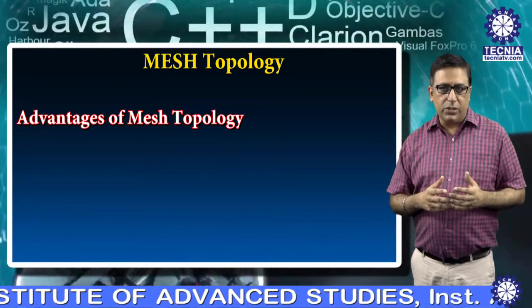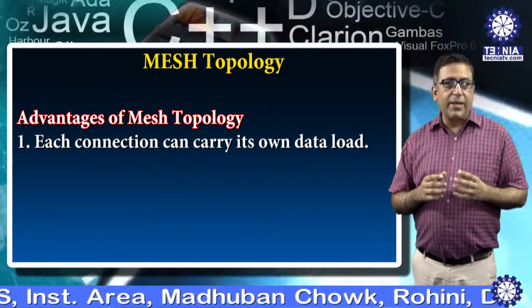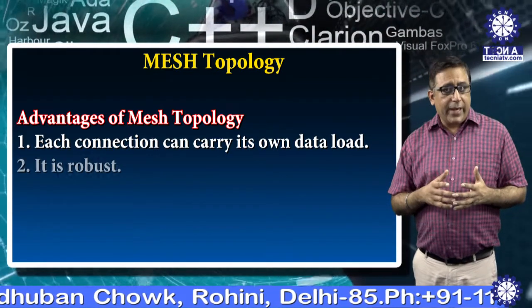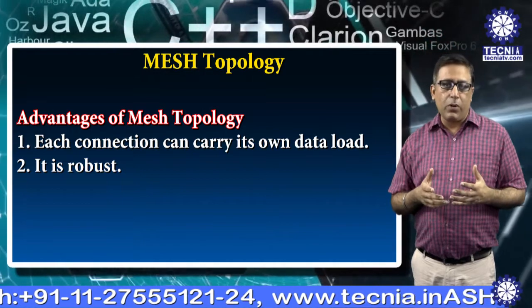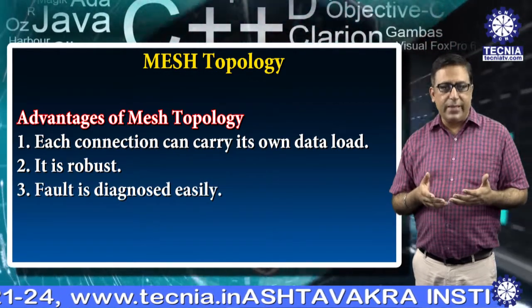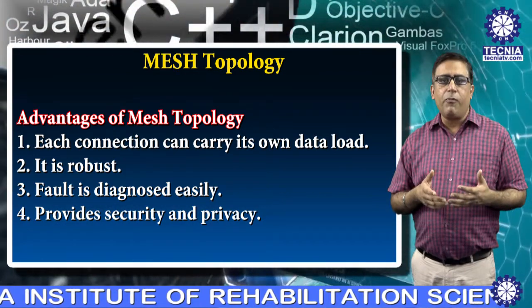Advantages of mesh topology. Number one advantage of mesh topology is each connection can carry its own data load. Second advantage, it is robust. Third advantage of mesh topology, faults are diagnosed easily. It provides security and privacy, which is the last advantage of mesh topology.